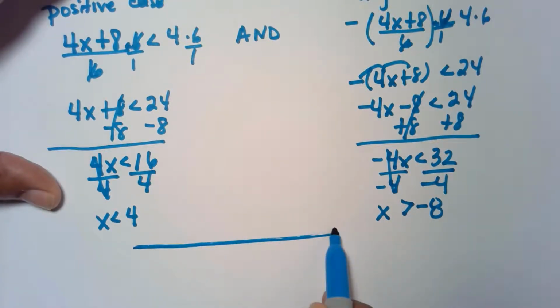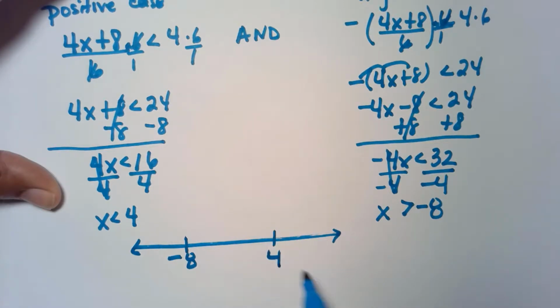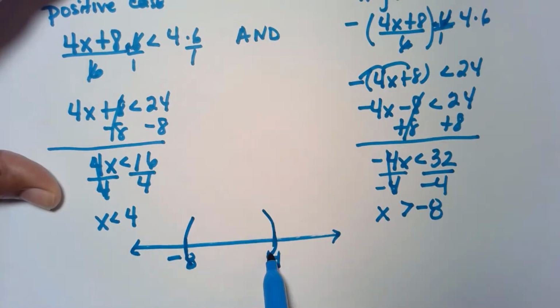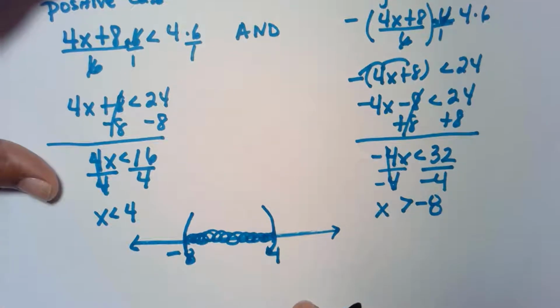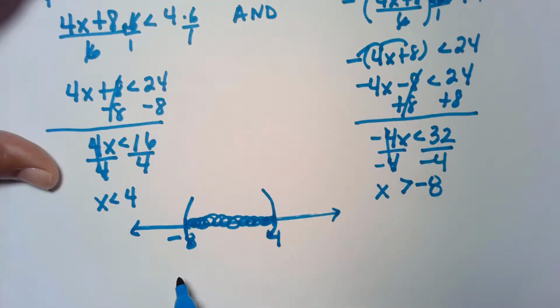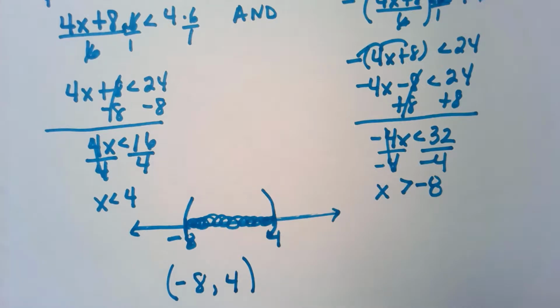We're looking at all values that are between negative 8 and positive 4. Open and close parenthesis: open parenthesis at negative 8, close parenthesis at 4, and shade everything in the middle. And then our interval notation, open parenthesis, negative 8, comma 4, close parenthesis. There we go.